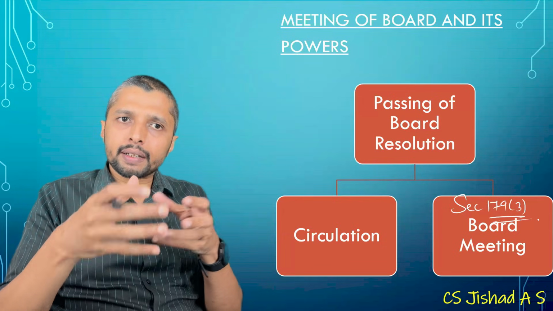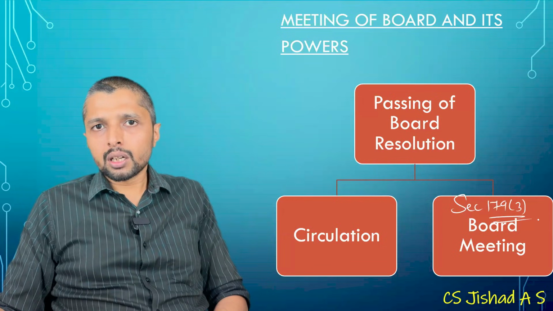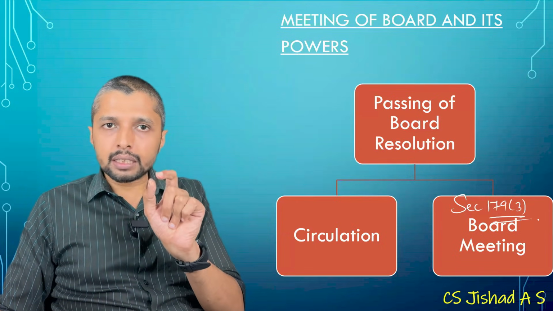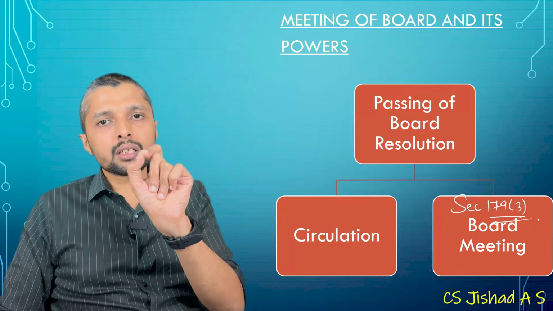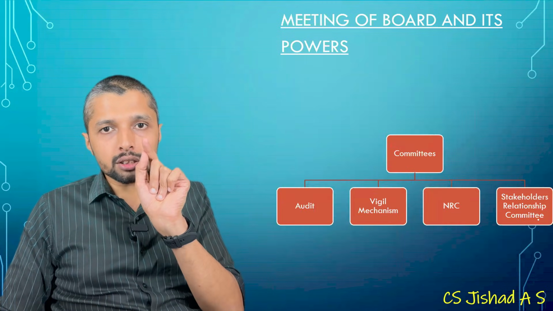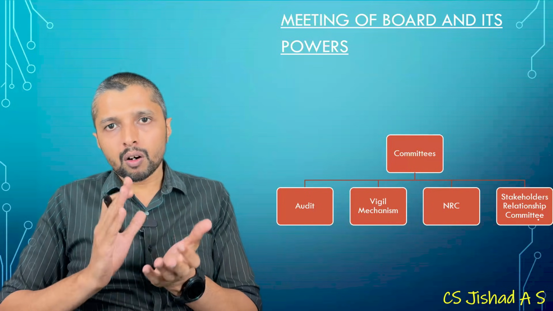Okay, and if you are getting the majority, that will be passed. There is no need for quorum and all. But if 1/3 of the directors who are entitled to vote demand that it has to be discussed at a board meeting, that has to be discussed at a board meeting, which cannot be passed through circulation. Then we have certain committees of your board.